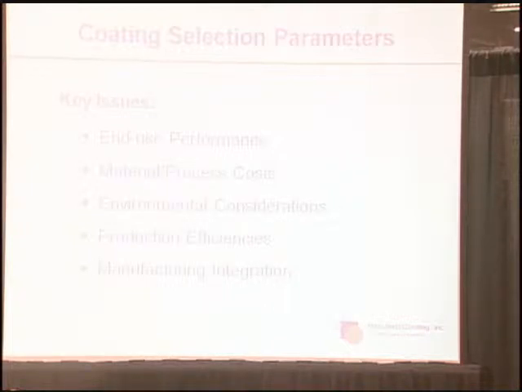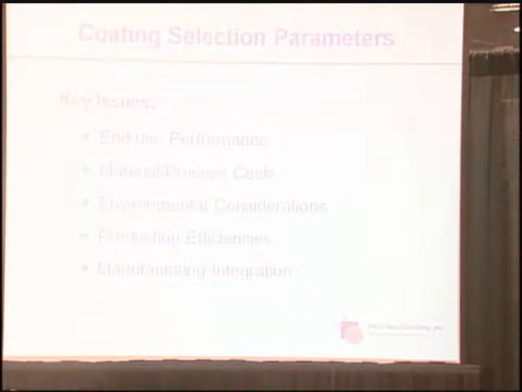Coating selection parameters. Couple things that we need to look at. I think I missed a slide, so let me just go back a little bit. Now, the key functions of conformal coatings are insulation, reinforcement, moisture, abrasion, chemical and UV resistance, modify surface characteristics, and also improve lubricity. Those are basically the coating selection parameters at this point.